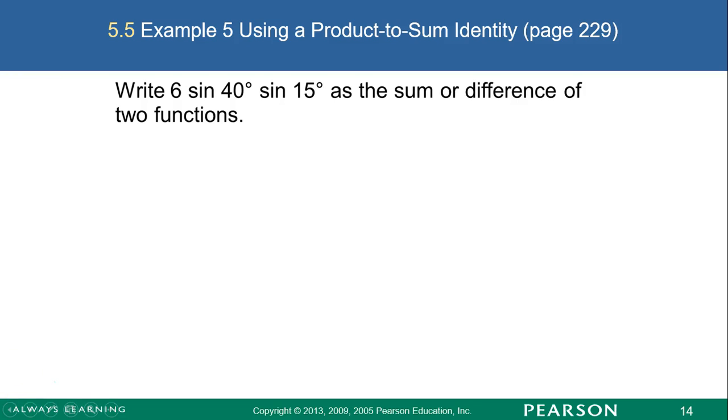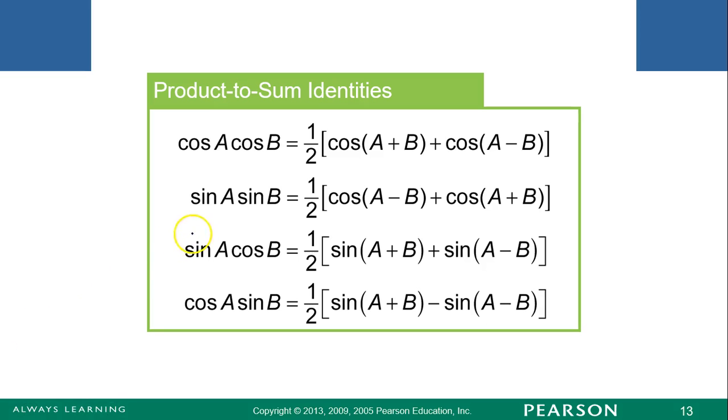This example uses the product to sum identity. It says write 6 sine of 40 sine of 15 as a sum or difference of two functions. So we have a product of two trig functions that we want to write as a sum or difference of two functions. Using the fact that we have sine of an angle times sine of another angle, we're going to look back at this.